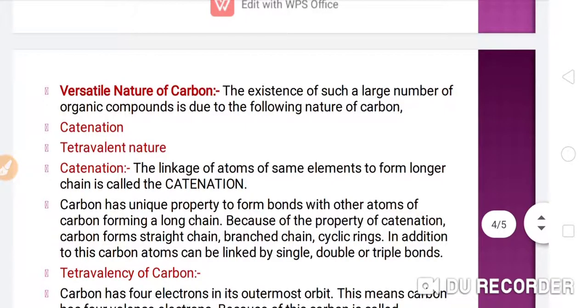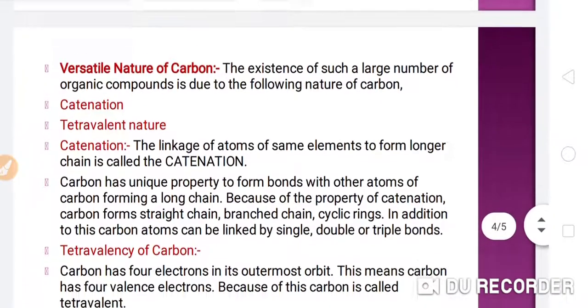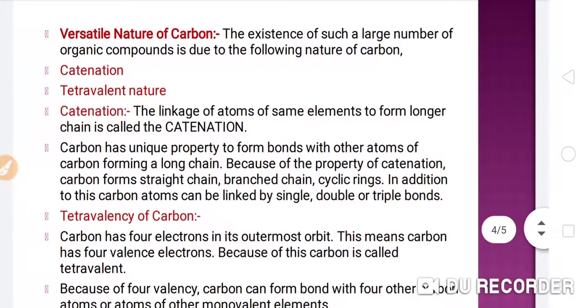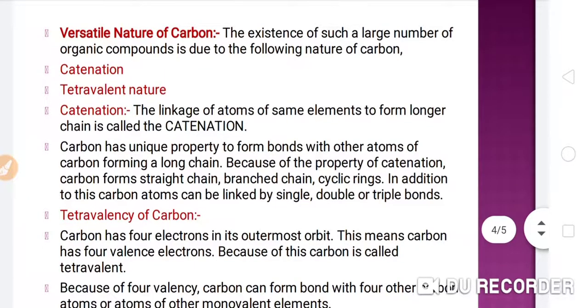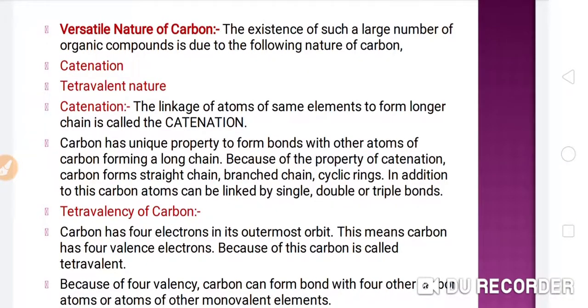Now, the versatile nature of the carbon. The existence of such a large number of organic compounds is due to the following nature of the carbon, that is also known as the versatile nature of the carbon: that is catenation, and the second one is the tetravalent nature. So let's see first, that is catenation. The linkage of the atoms of the same element to form a longer chain is called catenation. And this kind of nature is found in only 2 elements, that is the carbon and the silicon. Both can form long chain compounds, both having the catenation property. So that's the reason behind it.